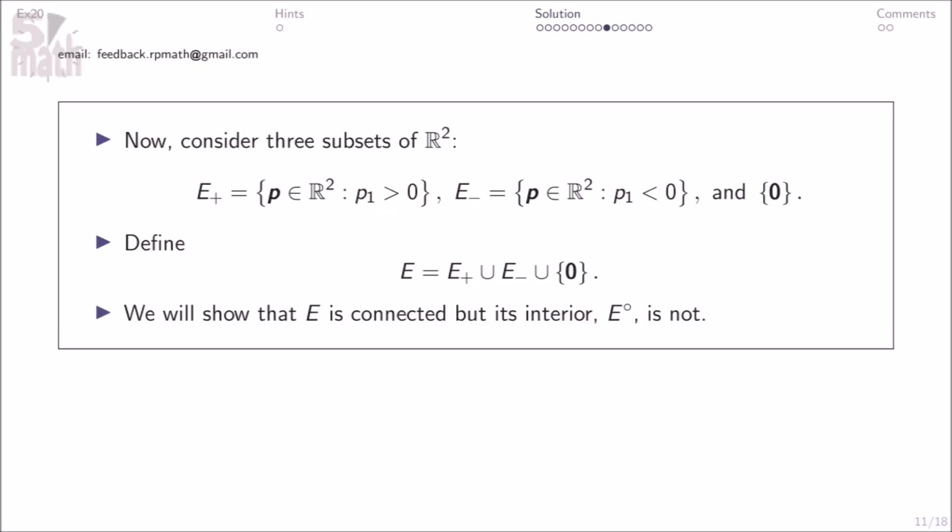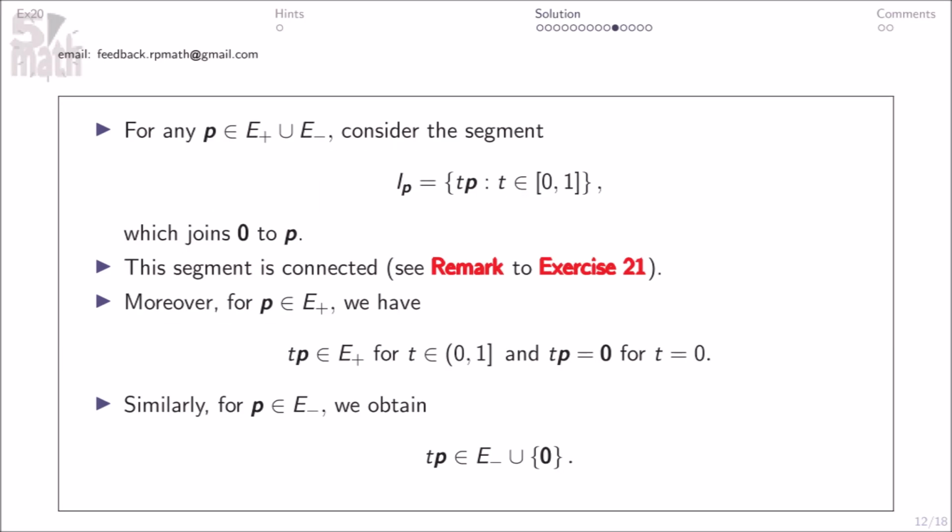Now, consider three subsets of R2: E positive, E negative, and the set containing 0. Define E equals this. We will show that E is connected, but its interior, E suc, is not. For any P in this, consider the segment IP, which joins 0 to P. This segment is connected. See the remark to exercise 21.